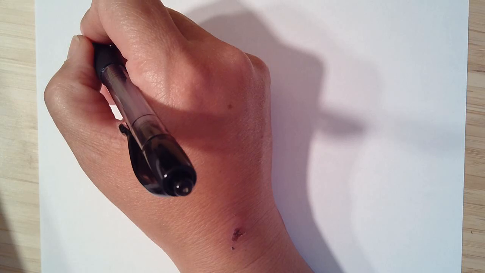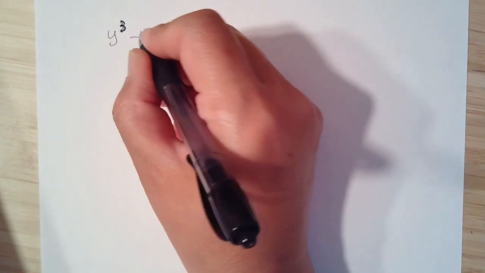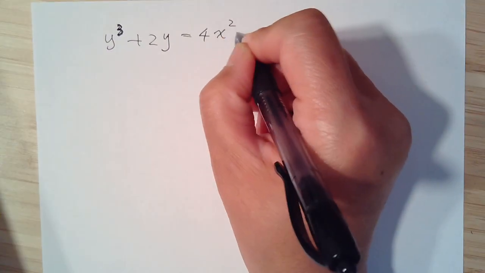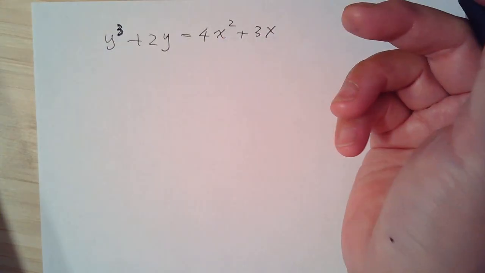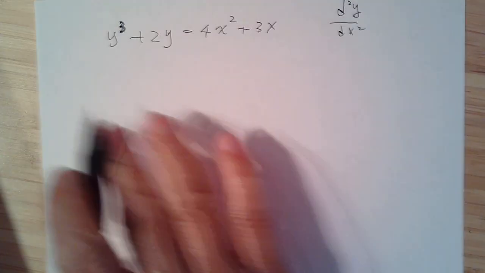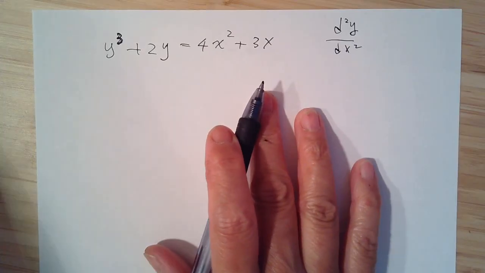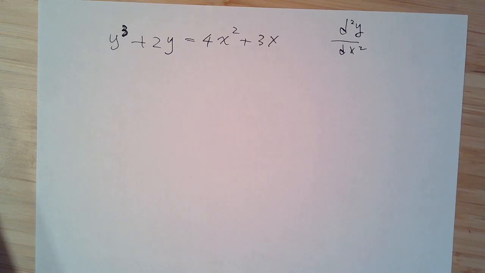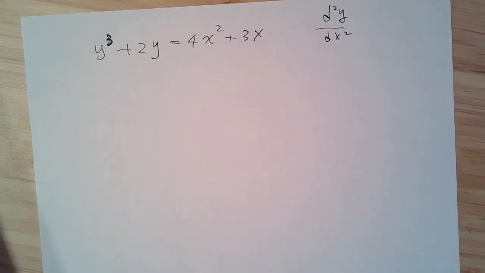Let me see. Oh, let's do this: y cubed plus 2y equals 4x squared plus 3x. This just shows you the relationship, and I'm asking you what is the second derivative. Now we're going to take the first derivative. I think this is the last example, so I'm going to skip a lot of steps. I just need to talk about it, and then see whether you can follow me.